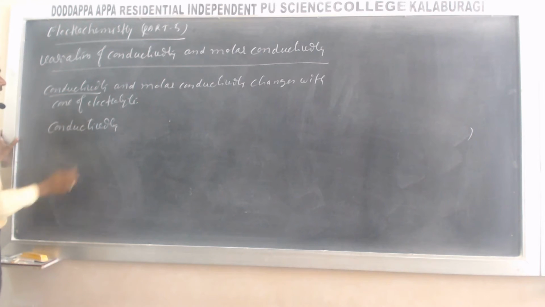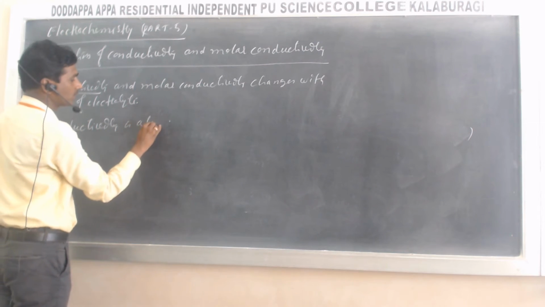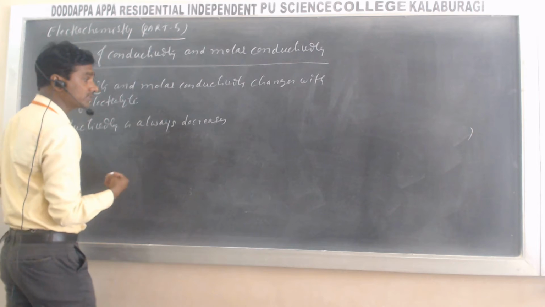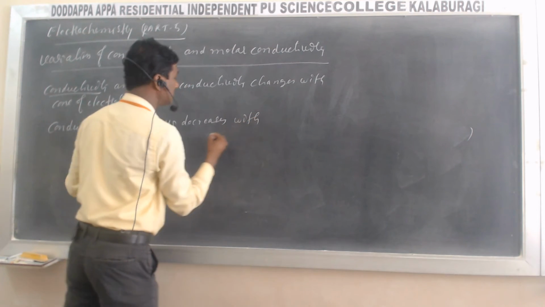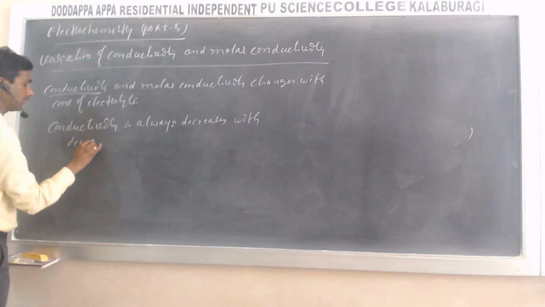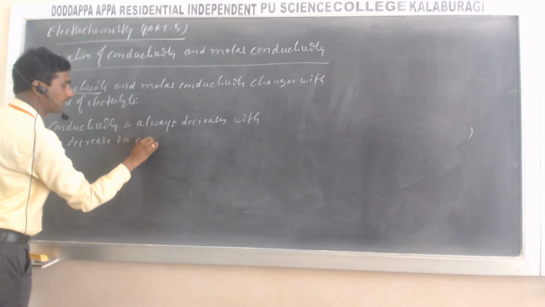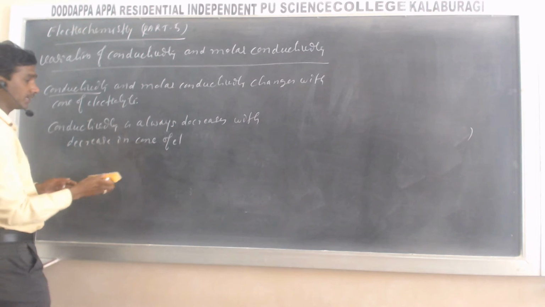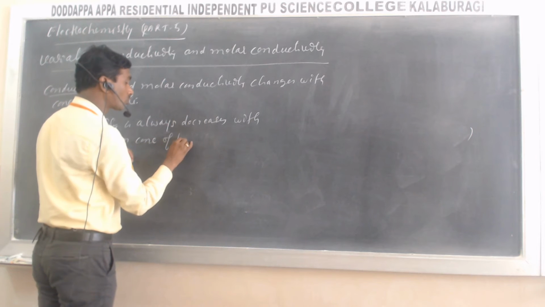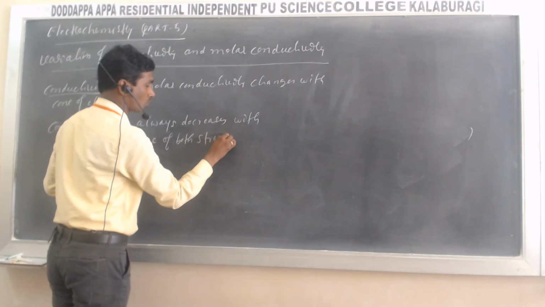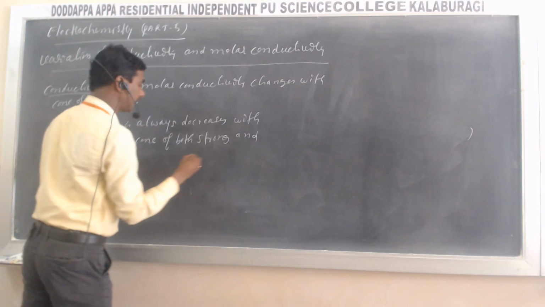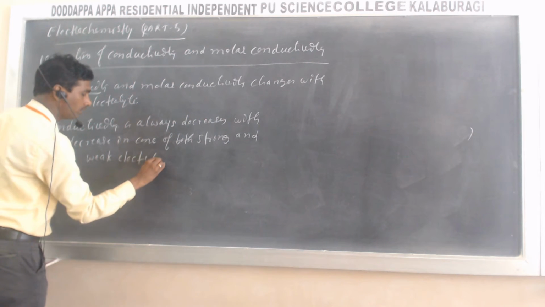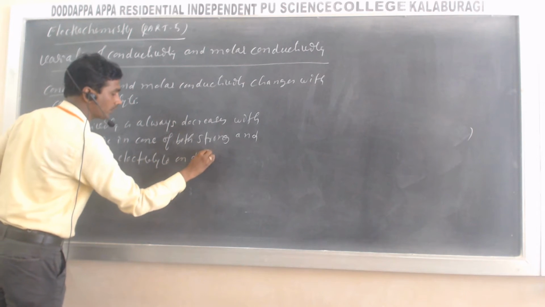So this is the conductivity. Conductivity always decreases with decrease in concentration. Decrease in concentration of what? The conductivity always decreases with decrease in concentration of both strong and weak electrolytes on dilution. Upon dilution, what happens?